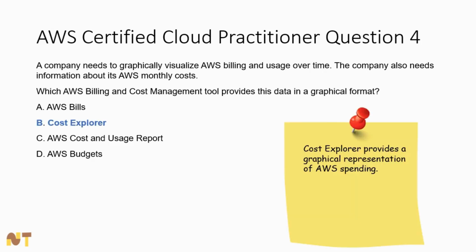AWS Bills page provides a monthly view of your chargeable cost. However, it does not provide data in a graphical format. And with AWS Budgets, you can set custom cost and usage budgets that alert you when your cost or usage exceeds your budget amount. While it provides alerts and forecasts, it does not provide billing data in graphical format. Moving on to our next question.